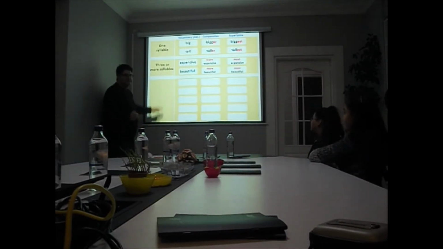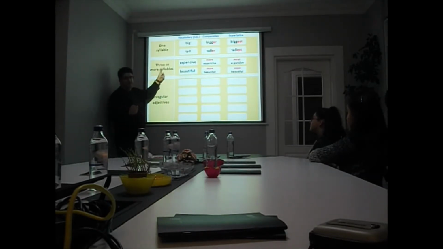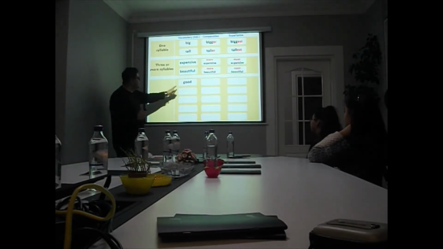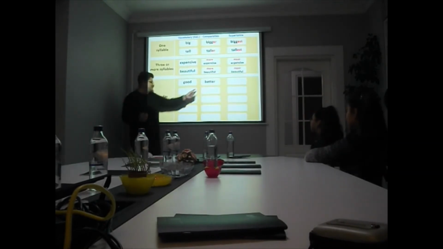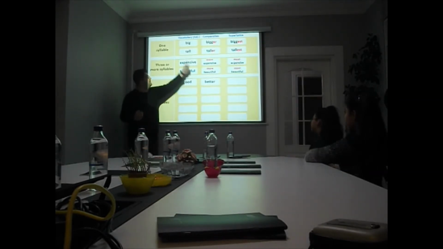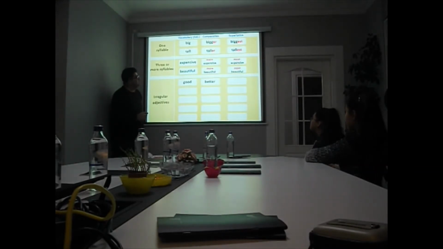Okay. This is the most difficult part, girls, of this grammar topic. Irregular adjectives. It's not one syllable, it's not three syllable, it's irregular. Good becomes gooder? No. Good becomes better. That's why it's irregular. The rule does not apply in irregular adjectives. Good becomes better in comparative, and in superlative form? Best. Yes. You know that.